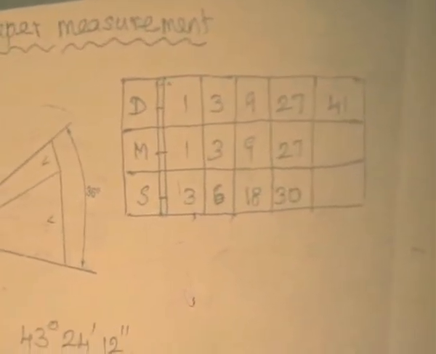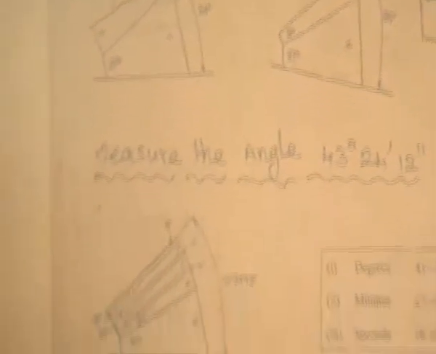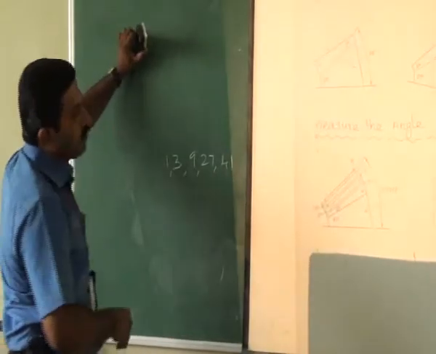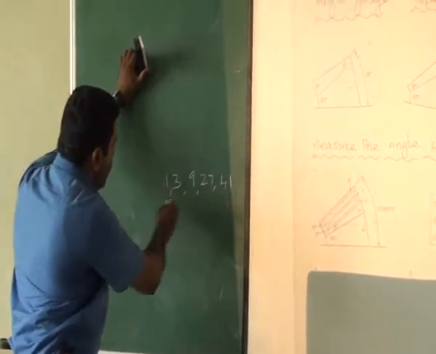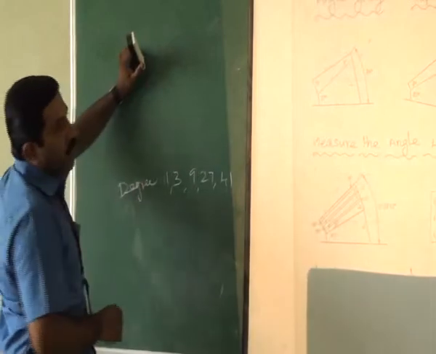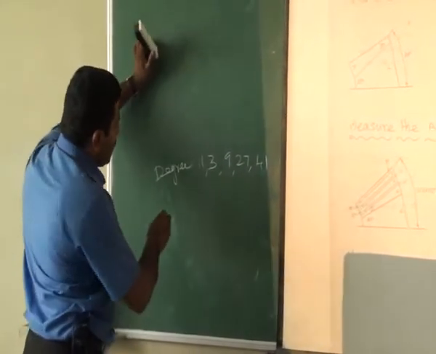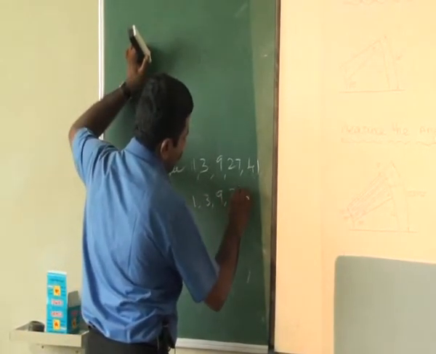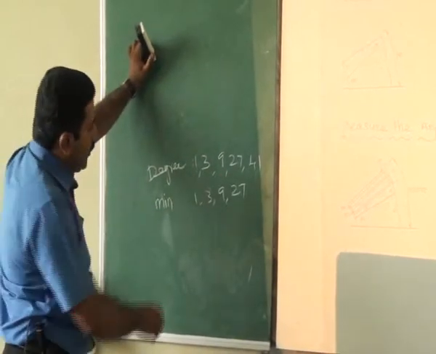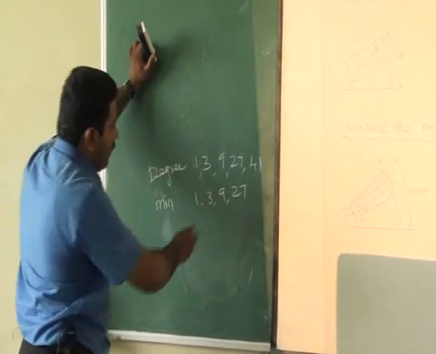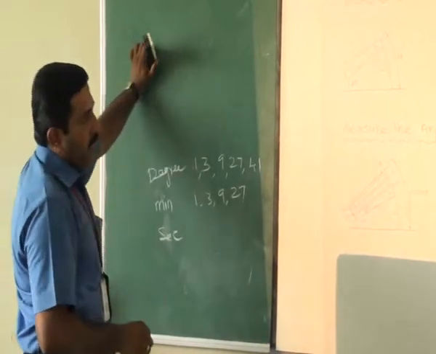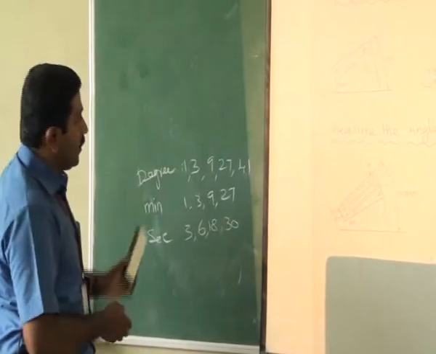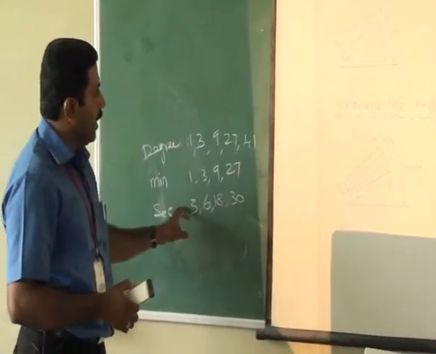In the degree level there are 5 types: 1 degree, 3 degree, 9 degree, 27 degree and 41 degree plates are available. In the minutes level, 1, 3, 9 and 27 minute plates are available. And in the seconds level, 3, 6, 18 and 30 second plates are available. These are all the angles available in the angle gauge.